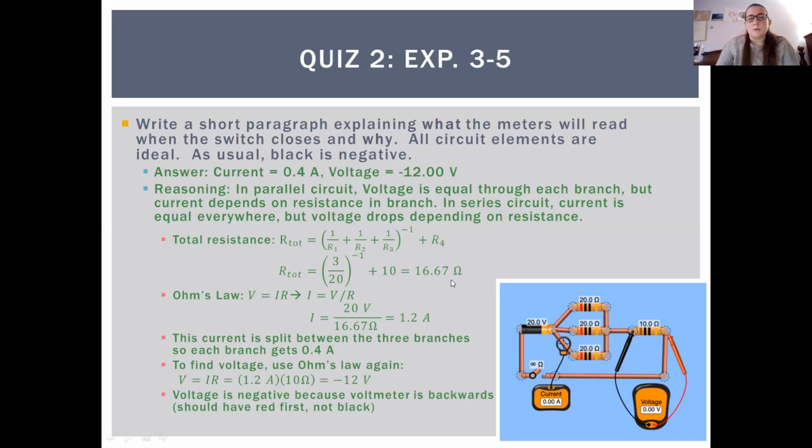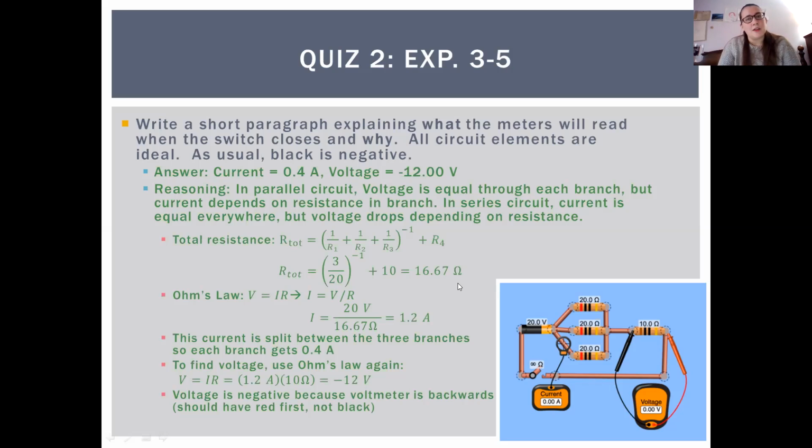So total current equals total voltage over total resistance. Our total voltage from the battery is 20 volts. Our total resistance we just calculated to be 16.67 ohms. That gives us a total current of 1.2 amps. And again, in a parallel circuit, this current is split between the branches.